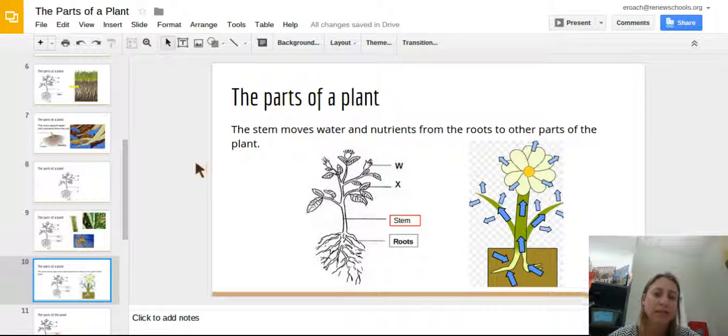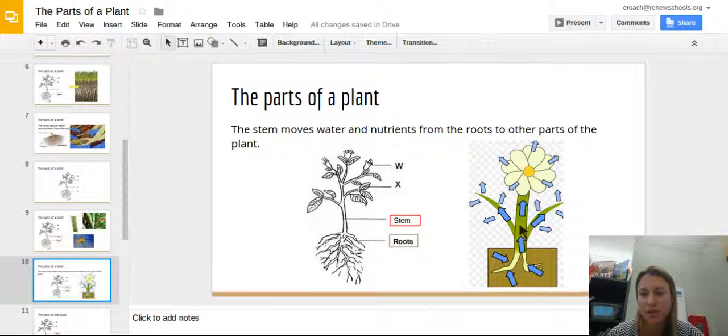The correct answer is the stem moves water and nutrients from the roots to other parts of the plant. You can see these arrows show the water moving up the stem, and eventually that water gets to the leaves or gets to the flower. The stem is like the highway that carries the water to other parts of the plant.